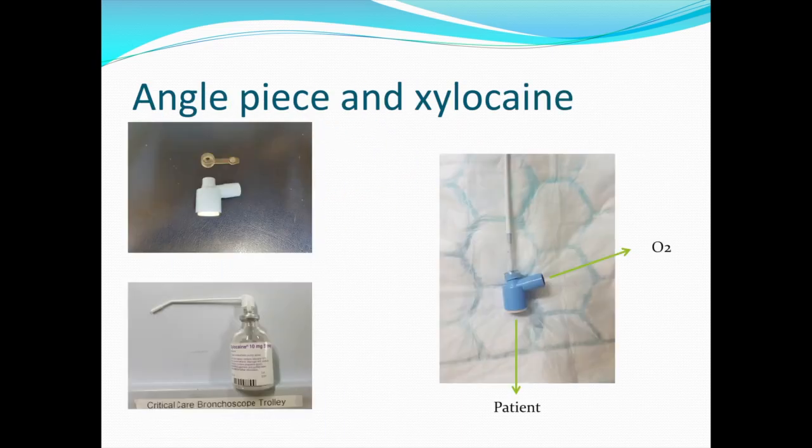As you can see here, this is more of the setup. Normally the ODP will be able to help you with the setup, but as you can see we have the angle piece, and here the angle piece will allow you to oxygenate the patient during the procedure. Also you can have a look at the xylocaine which we normally spray onto the cords to anaesthetize the vocal cords and also to reduce the amount of bleeding.